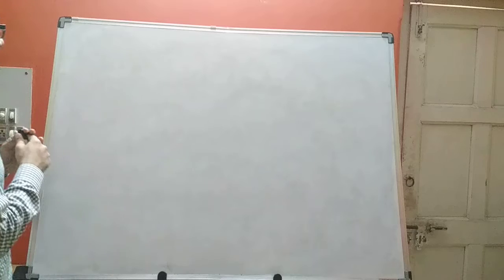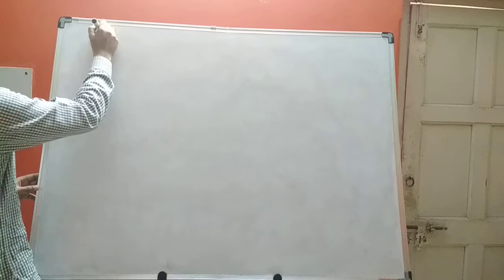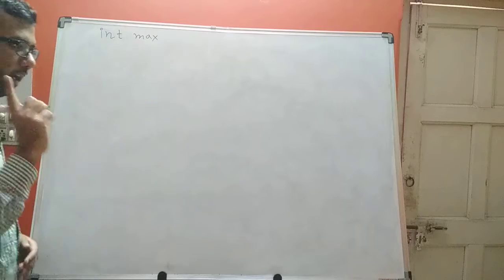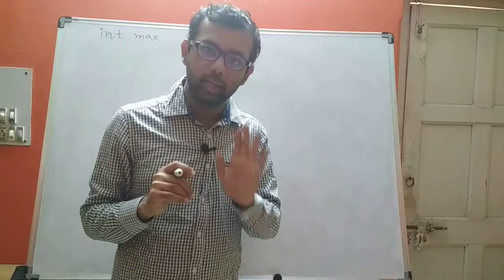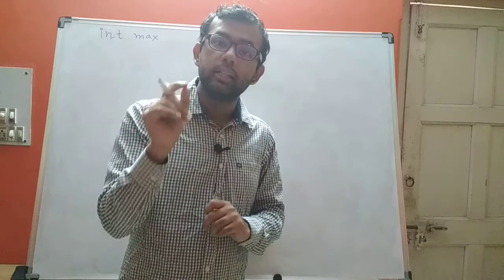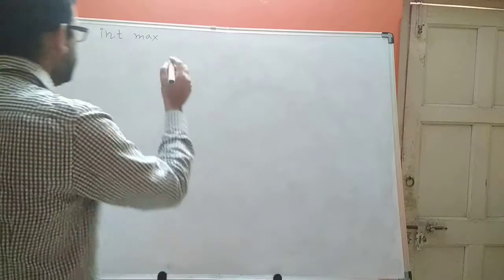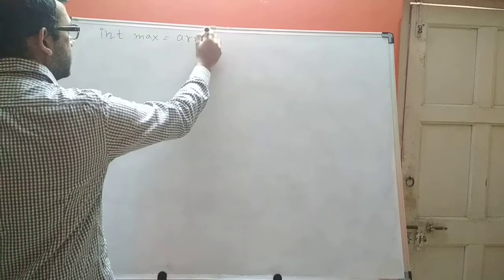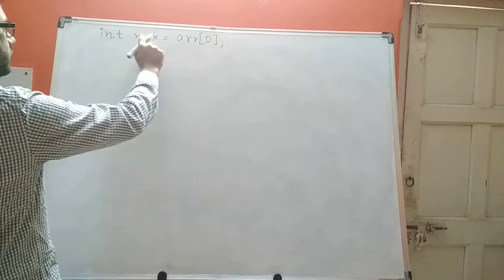Now, in order to find the maximum element, there are a few steps. The first step is I have to assume that the first element of my array is the maximum. What is the first element of the array? It is the element at the 0th index. And how do I access the element at the 0th index? I use the name of the array and within box brackets write 0. So this will give me the first element and I'll store it in max.